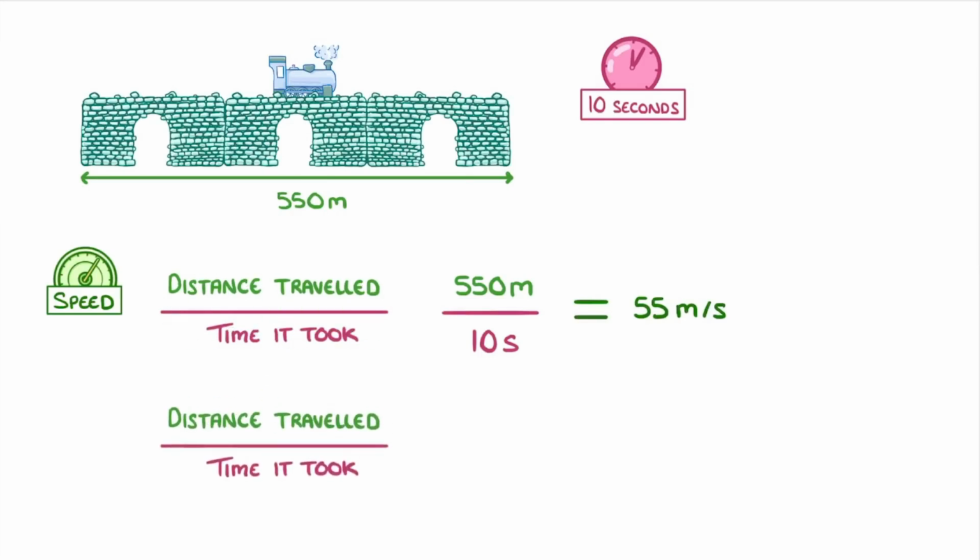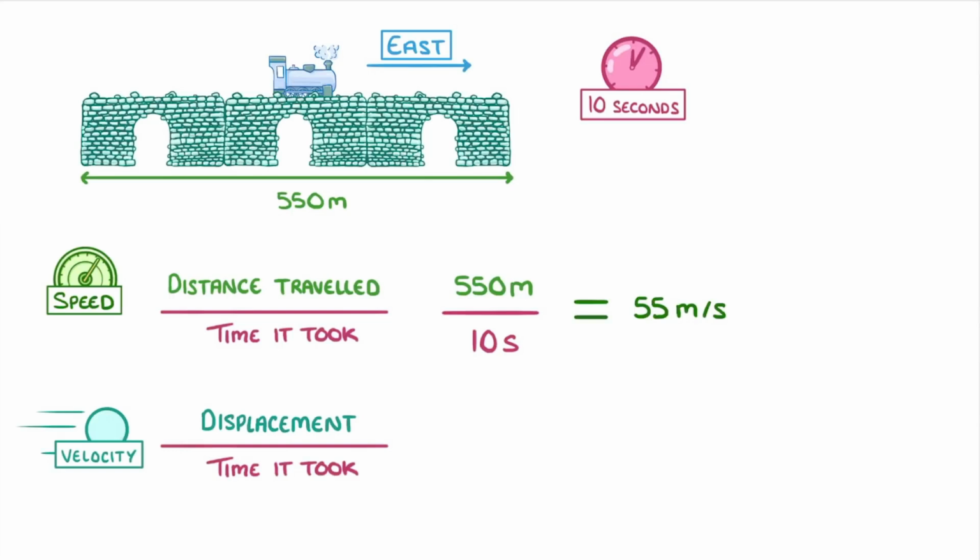If we took this same equation, but replaced the scalar quantity of distance travelled with the vector quantity of displacement, we'd then be able to get the vector quantity of velocity. If we knew the direction that the train was travelling in, for example east, then instead of writing the distance, we could write the displacement, which would be 550 meters east. The time would still be 10 seconds, and the velocity would still have a value of 55. But the units of the velocity would be meters per second east, rather than just meters per second, like we've got for speed.